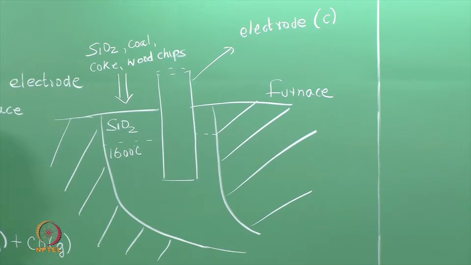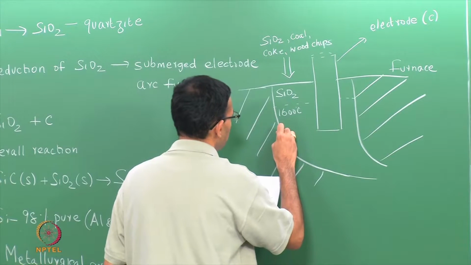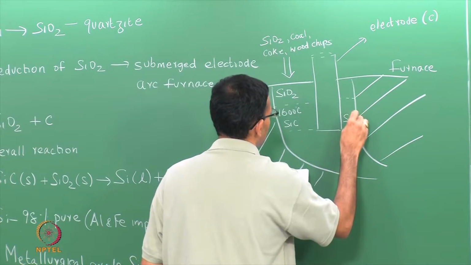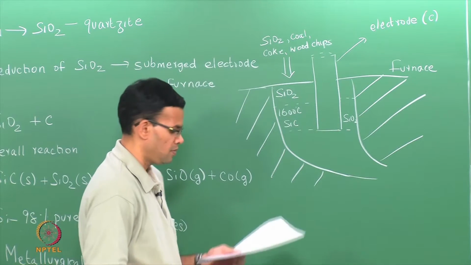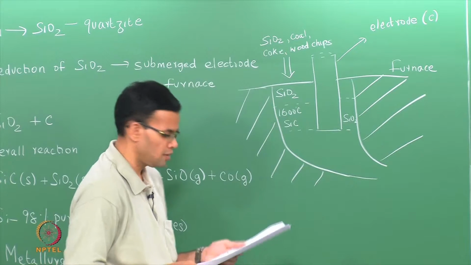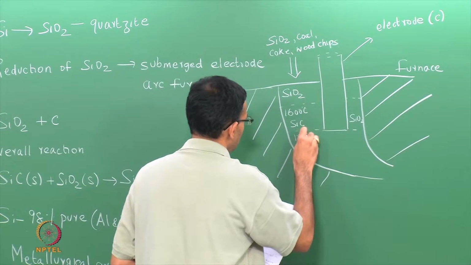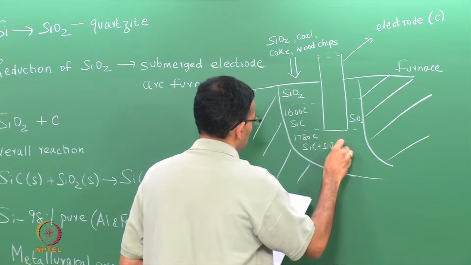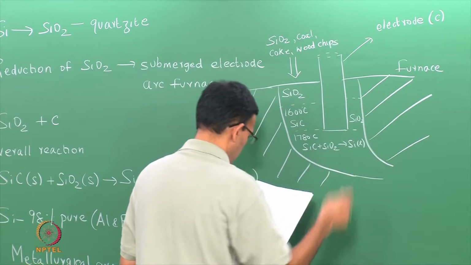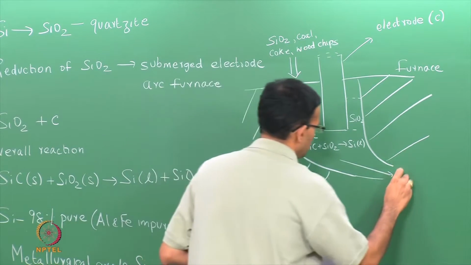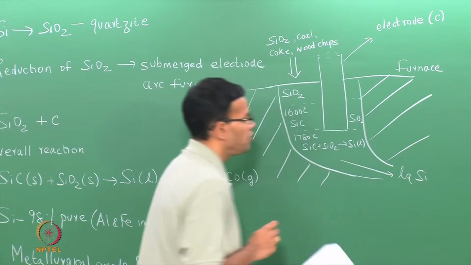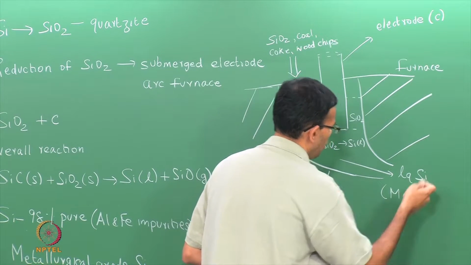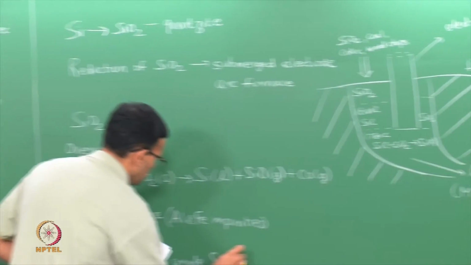So, initially the SiO2 reacts in order to form silicon carbide. So, you can divide the furnace into different regions, and then the silicon carbide and silicon oxide or SiO2 react in order to give you silicon. And then this liquid silicon is just discharged from your reactor. So, this is your metallurgical grade silicon. So, let me just mark it MGS.